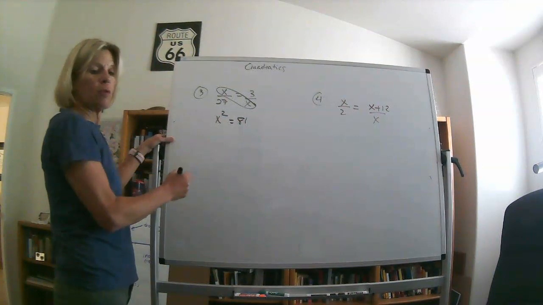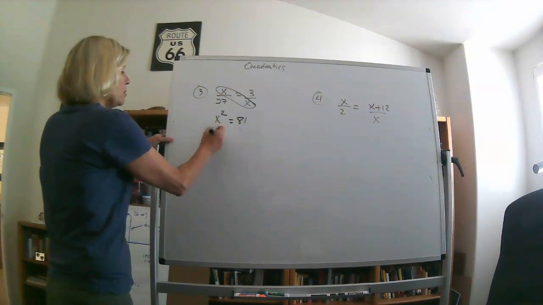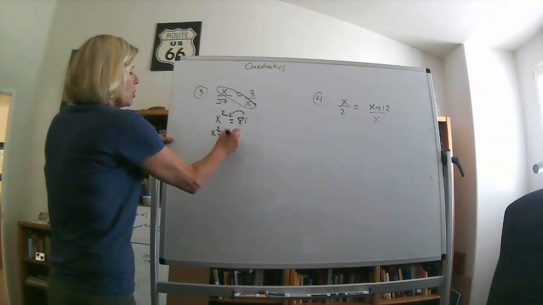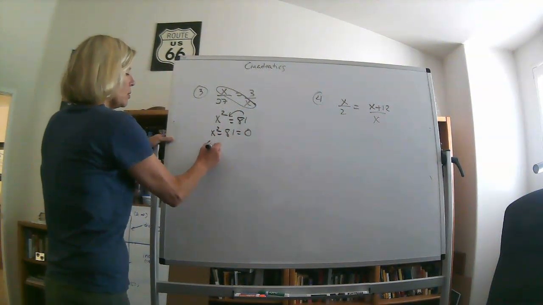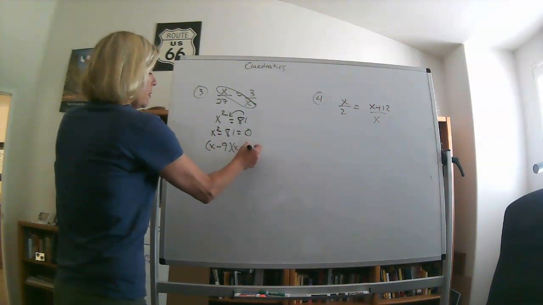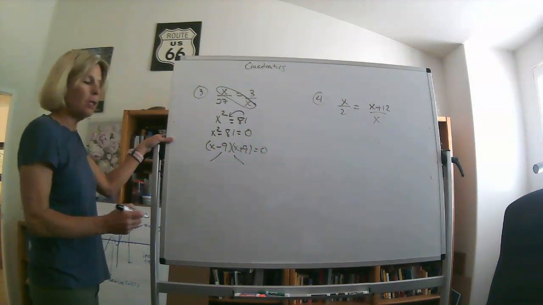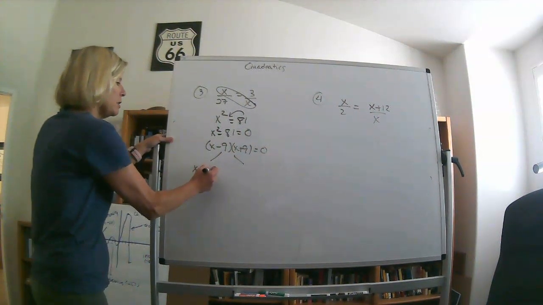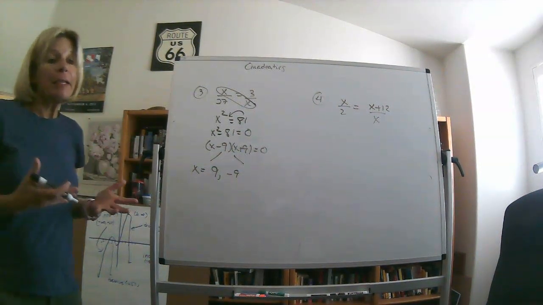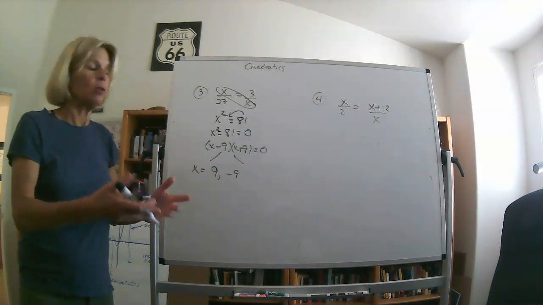There's two different ways I could do this. One way is I could bring the 81 over and get x squared minus 81 equals 0, and then factor. And once I set each factor equal to 0, I get x equals 9 and negative 9. I like this way because then I don't forget my second answer.